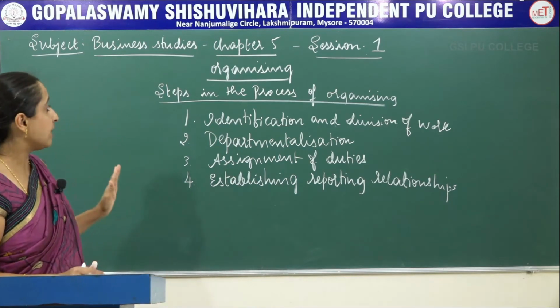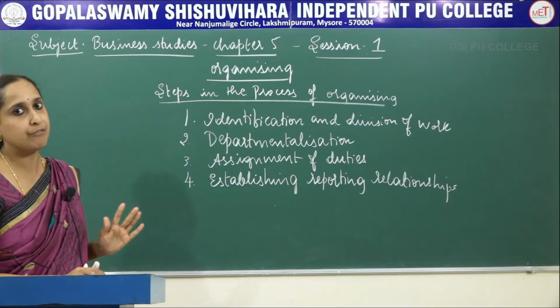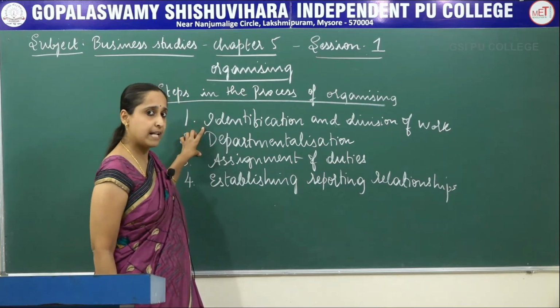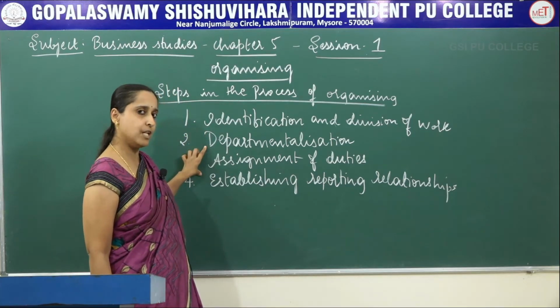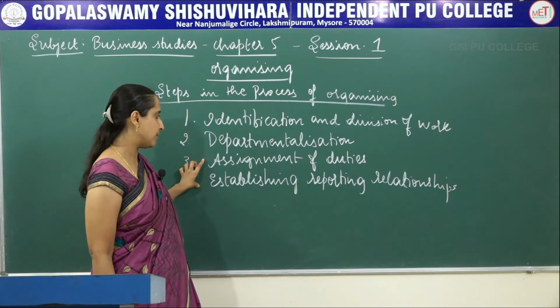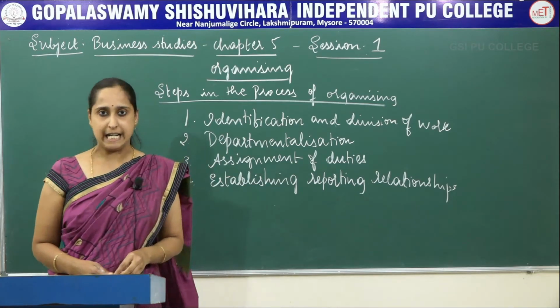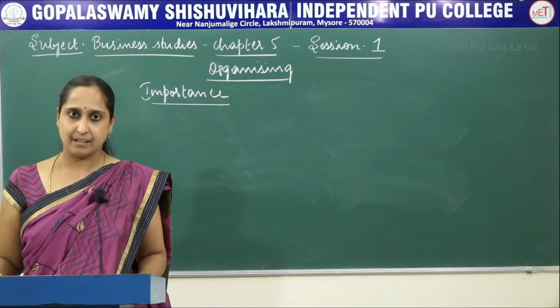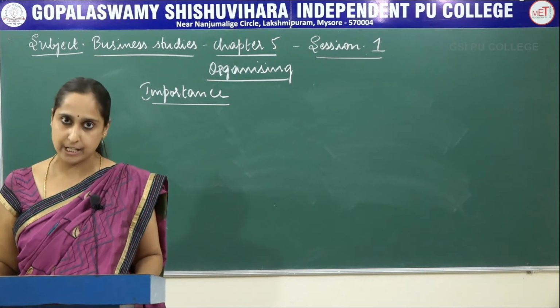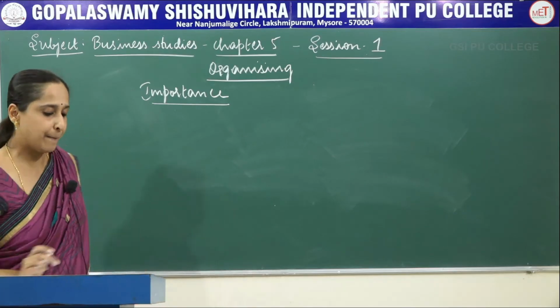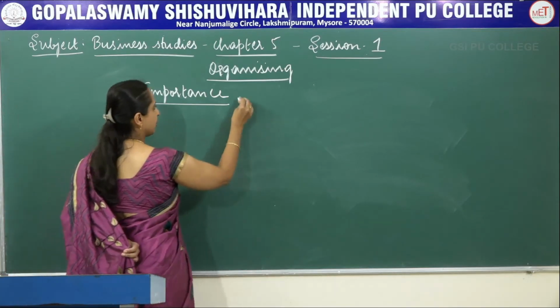So these are the 4 steps in the process of organizing. First one is identification and division of work. Second is departmentalization. Third one is assignment of duties. And fourth one is establishing reporting relationship. Next topic in this session is importance of organizing. First one is benefits of specialization.